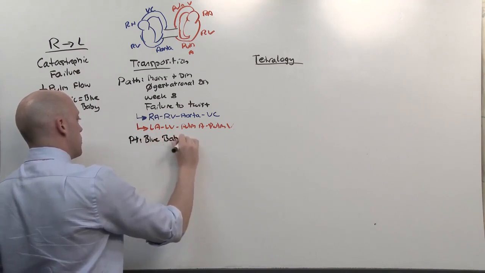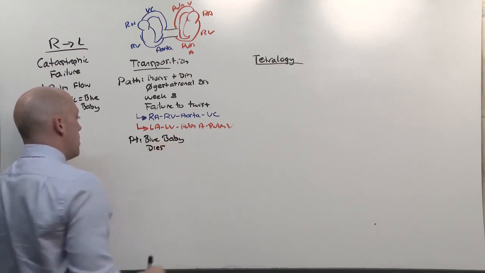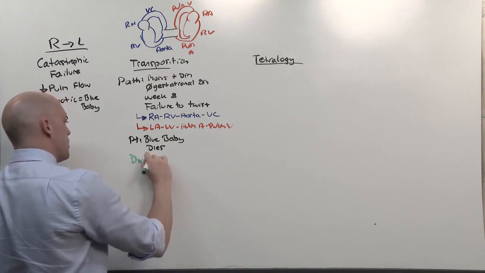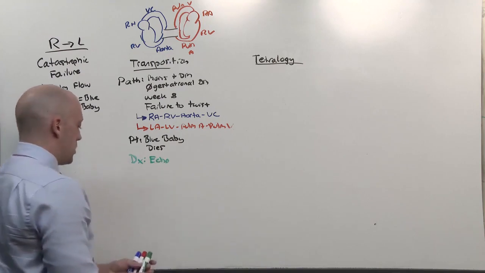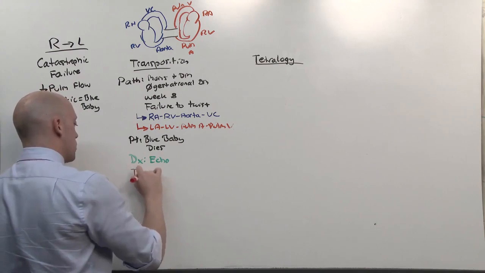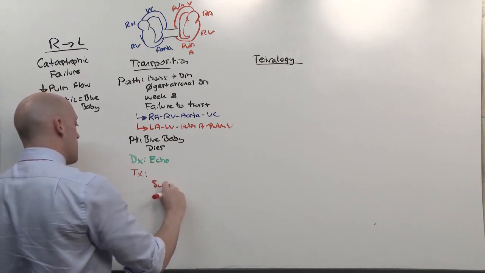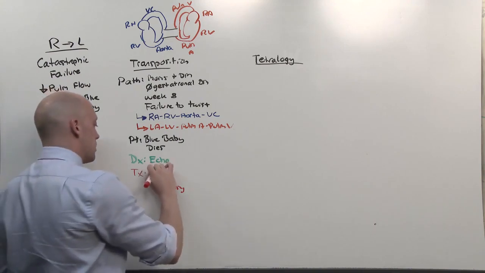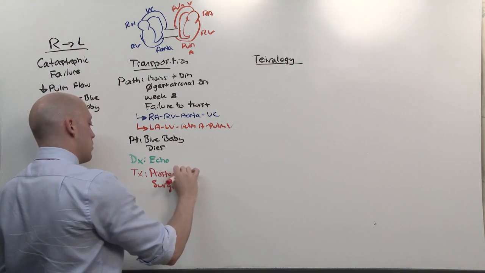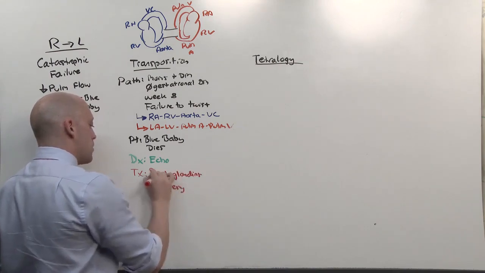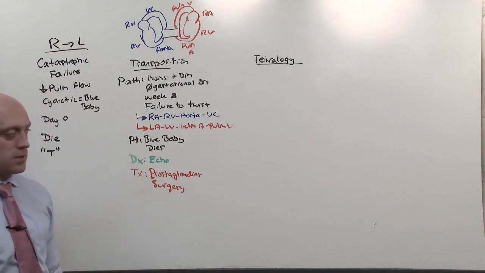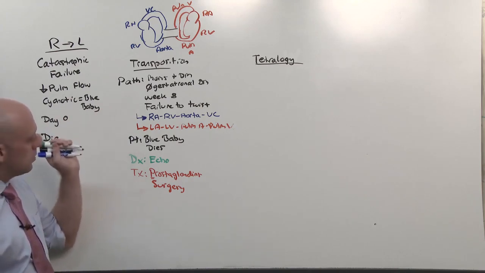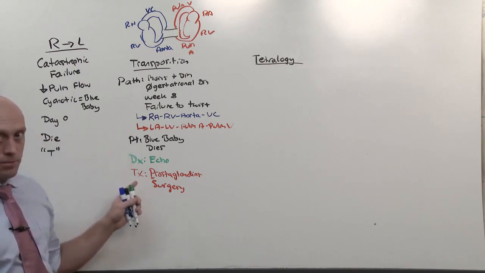first day, dies if you do nothing. You don't really have time for the diagnosis, but if you're going to do a diagnostic step, it would be an echo. And the treatment is going to be surgery. But in order to get the baby to surgery, we need to ensure that the patent ductus stays open, so we use prostaglandins. Prostaglandins keep the patent ductus open, indomethacin closes it. Transposition, diabetic moms, blue baby, prostaglandins first.